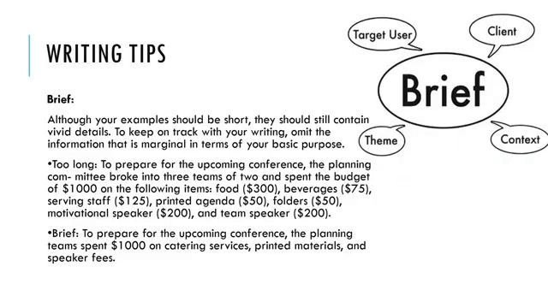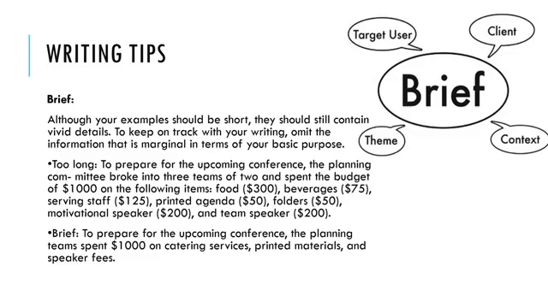Brief. Although your examples should be short, they should still contain vivid details. To keep on track with your writing, omit the information that is marginal in terms of your basic purpose. This is an example of a too long explanation. To prepare for the upcoming conference, the planning committee broke into three teams of two and spent the budget of $1,000 on the following items. And then you put the detailed items.